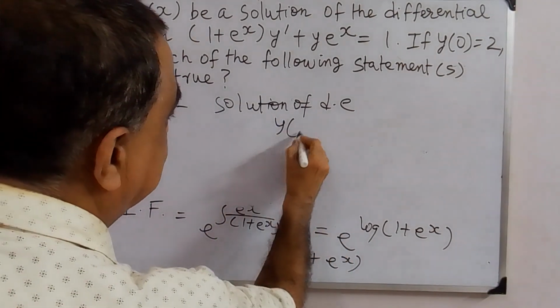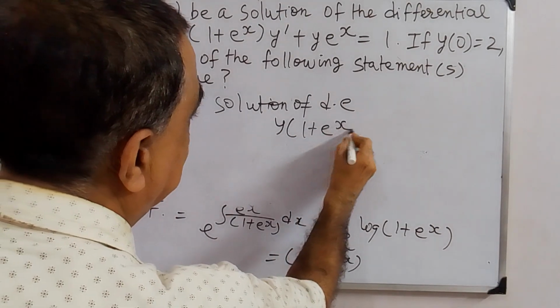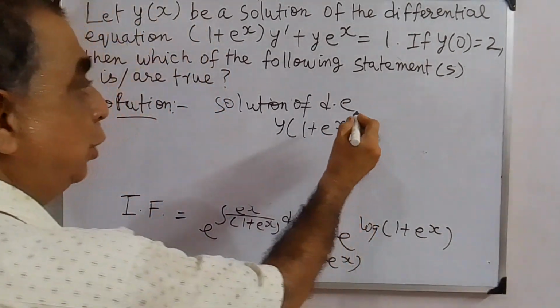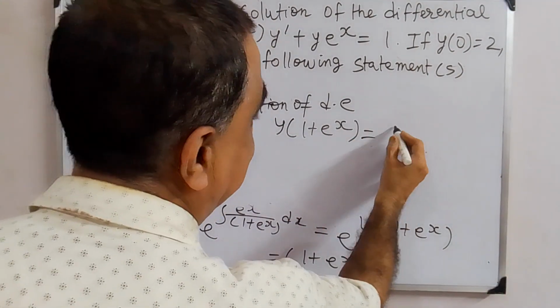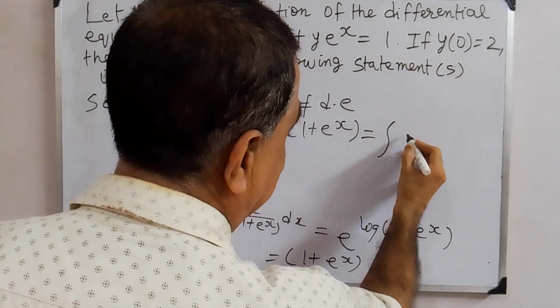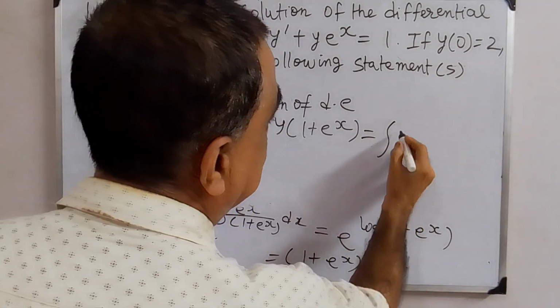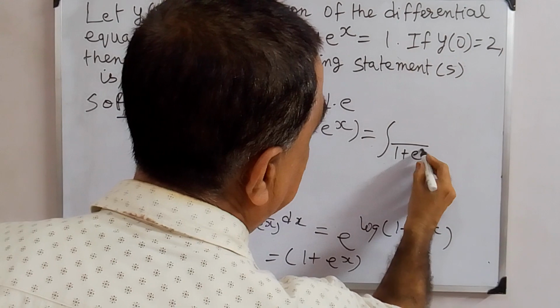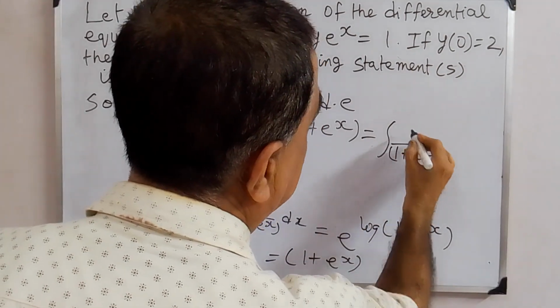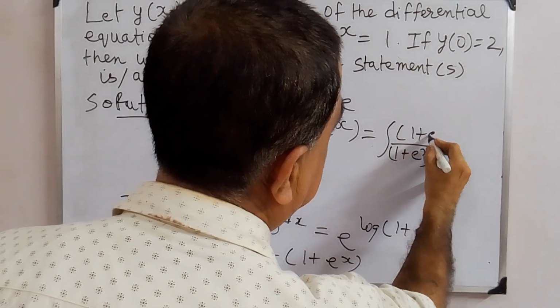So the integrating factor is 1 plus e to the power x. Here the constant term, what was the term here? Okay, so into that integrating factor. So here it was 1 plus e to the power x. Okay, so multiplied that with the integrating factor.